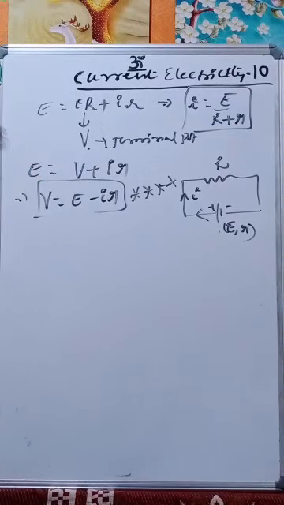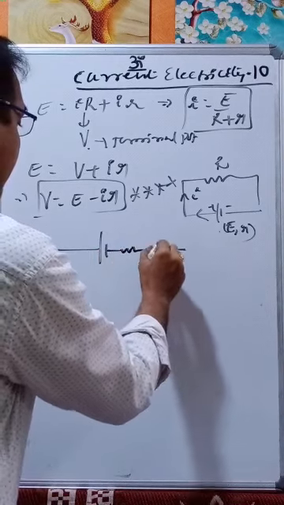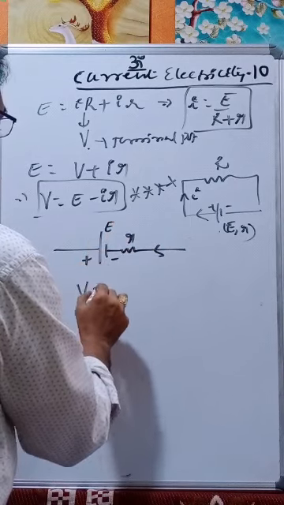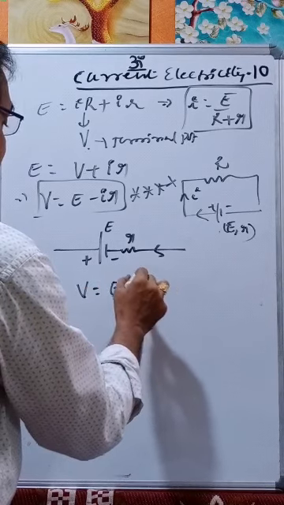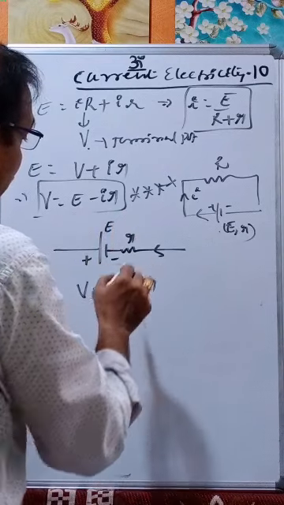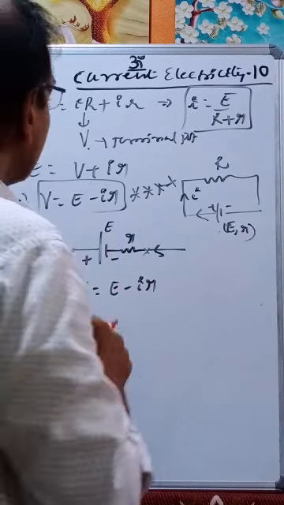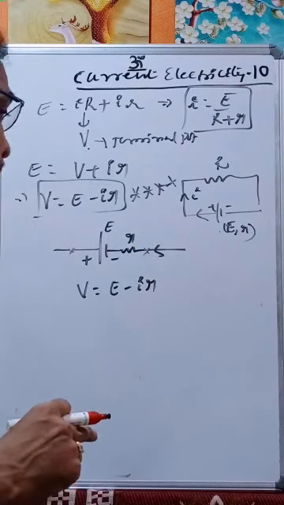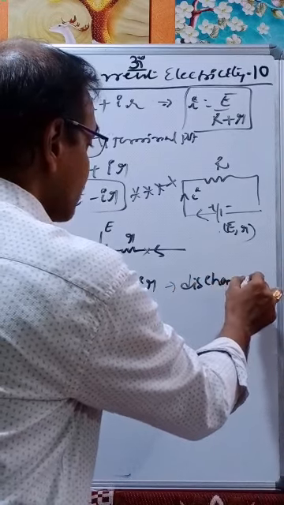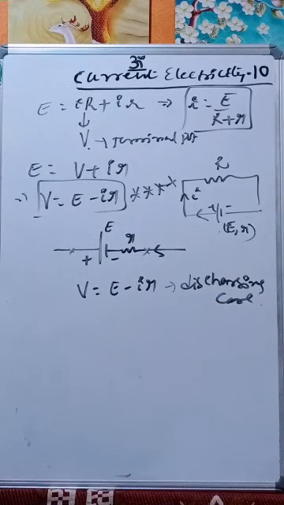So V is equal to E minus IR. This is valid when the circuit is like this: this is R, this is minus, this is plus, this is E. Then V is equal to E minus IR. This is the potential across the external resistance R, the potential between the two terminals, called the terminal potential. We call this the discharging case.